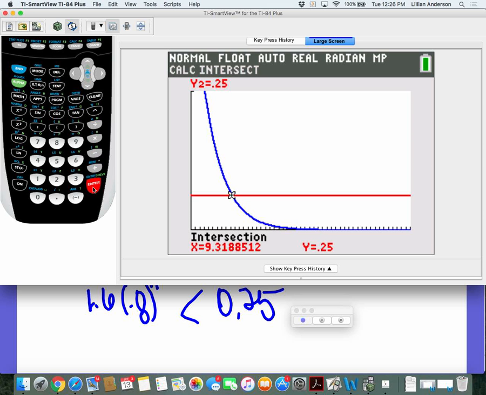But I'm talking about my number of bounces here. So is it at 9 bounces when it's less than 0.25 or is it 10 bounces? 10.